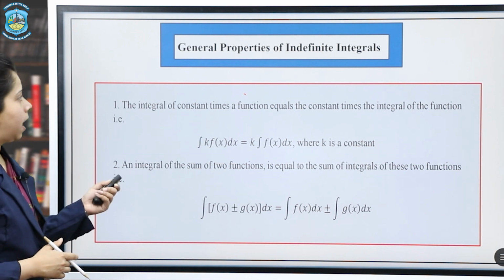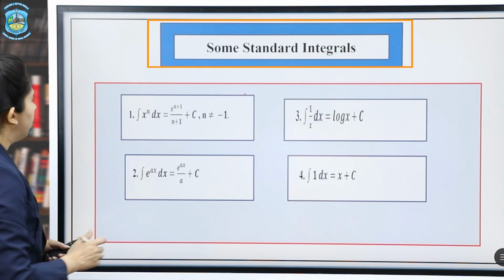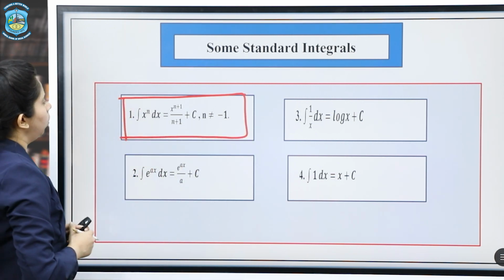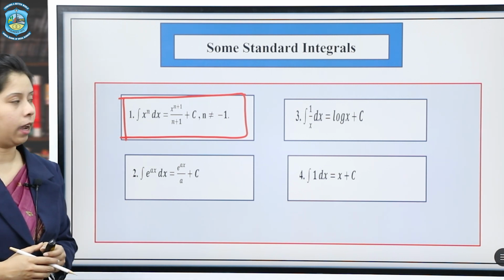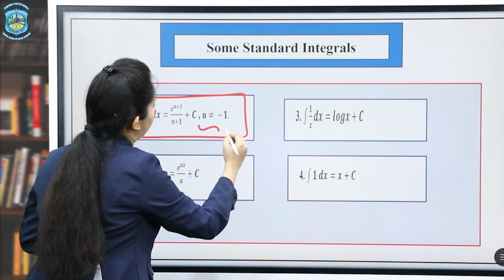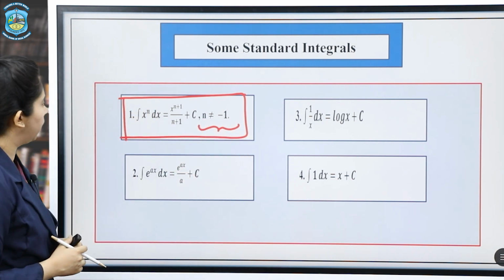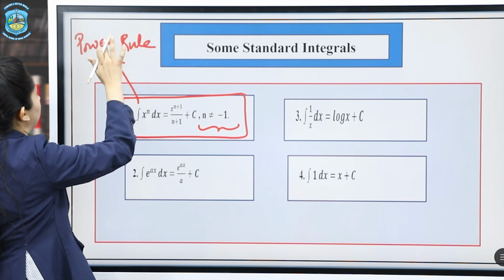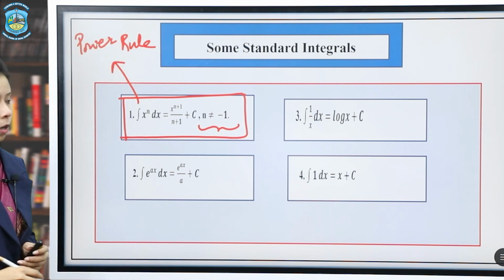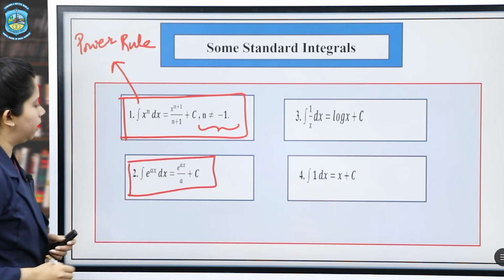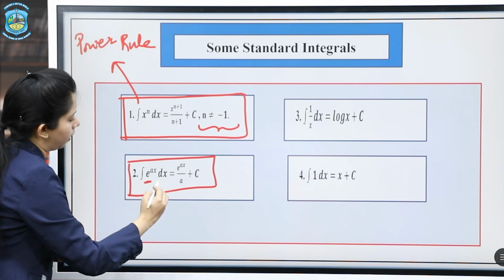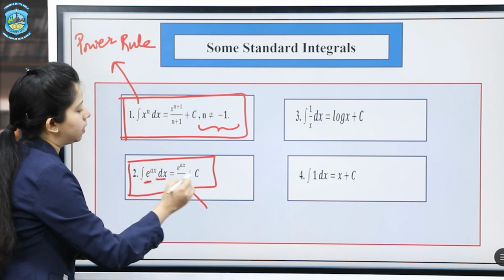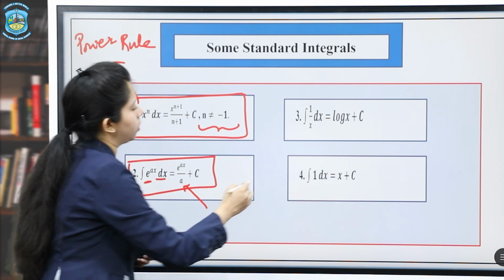Moving on to some standard integrals. The first formula is integral x raised to the power n dx, and that is equal to x raised to the power n plus 1 divided by n plus 1 plus c. Here the condition is n should not be equal to minus 1. This formula is also called the power rule. Now, the second formula is integration of e raised to the power ax dx is equal to e raised to the power ax divided by a plus c. C here is the constant of integration.